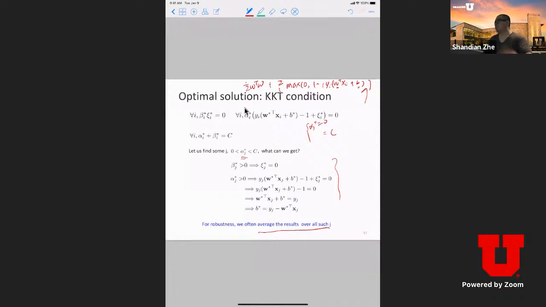But in practice, in most cases, you can simply find something in between and use that to recover. You don't need to go back to the primal form, eliminate constraints and do the optimization here. Any questions so far?